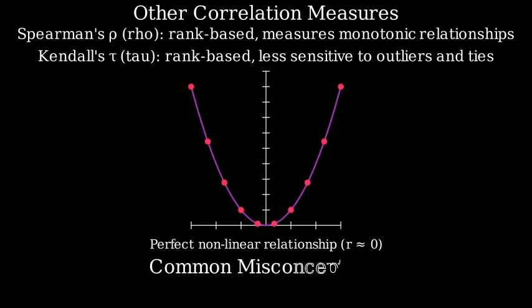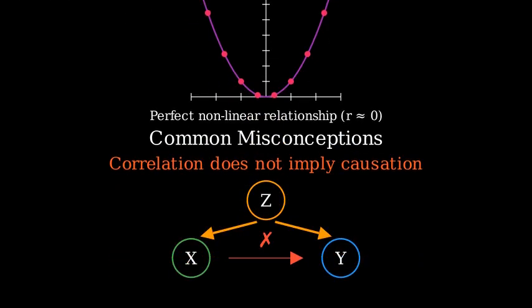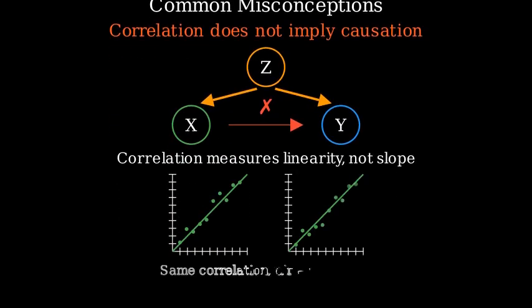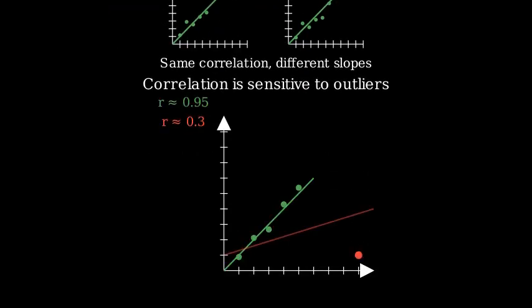Before we wrap up, let's address some common misconceptions about correlation. First, correlation does not imply causation. Just because two variables are correlated doesn't mean that one causes the other. There might be a third variable influencing both. Second, the magnitude of the correlation coefficient doesn't reflect the slope of the relationship. It only measures how closely the data points follow a straight line. Third, correlation is sensitive to outliers. A single extreme value can dramatically change the correlation coefficient.